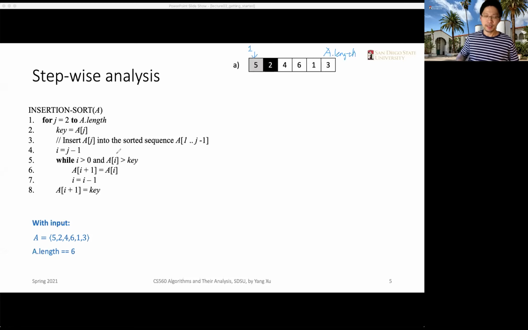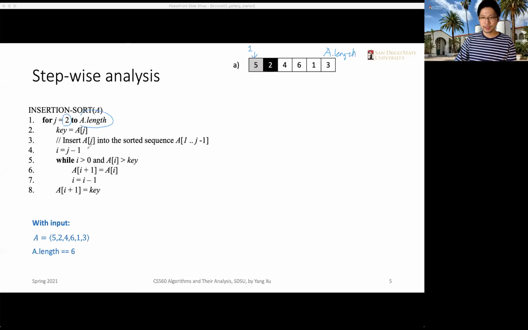It will not have bad effects on how the algorithms can be analyzed. I think it will make things quite clear. It really doesn't matter whether the first index is 0 or 1. Okay, all right. So let's see why it should be from 2 to A.length.